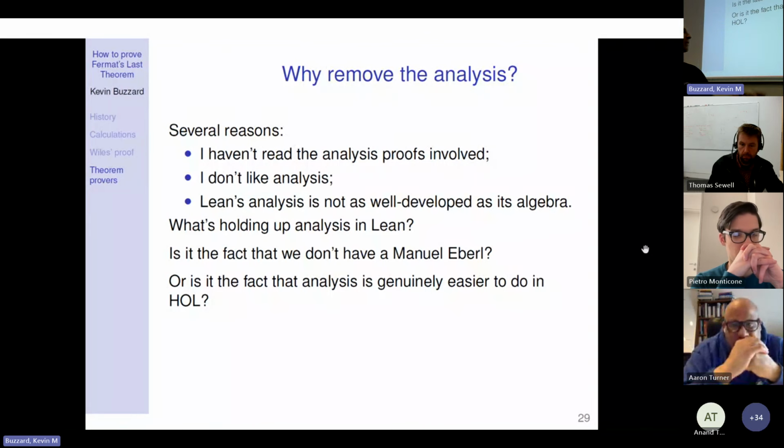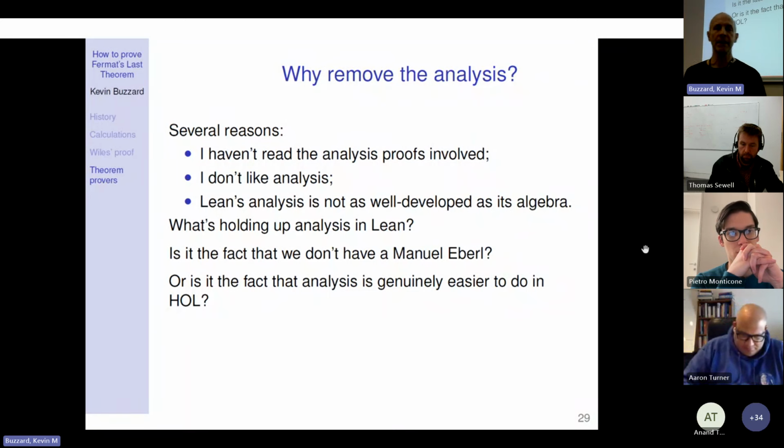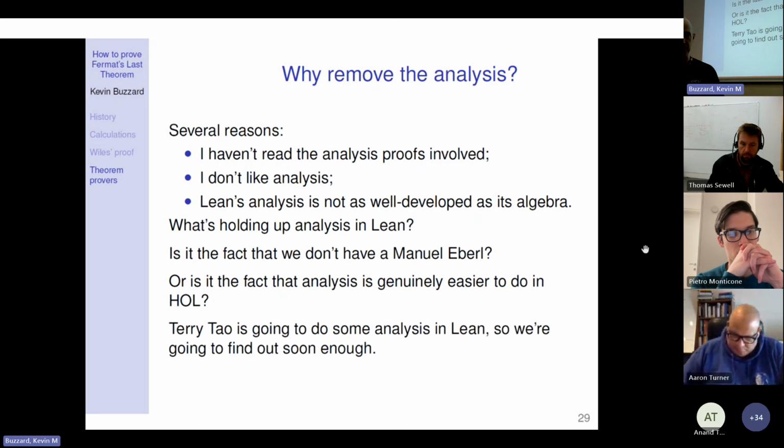Because the kind of analysis that we need, a lot of it is based in 19th century analysis that we don't have in Lean that exists in Isabelle. Before the abstract category theory revolution, it was perfectly fine to model a lot of mathematics in simple type theory. So Terry Tao has now launched a project to prove the prime number theorem in Lean. And so we're going to find out how difficult analysis is soon enough.